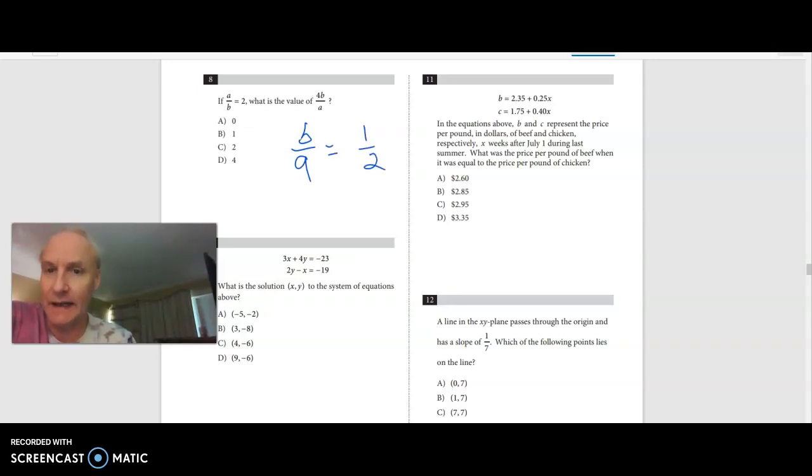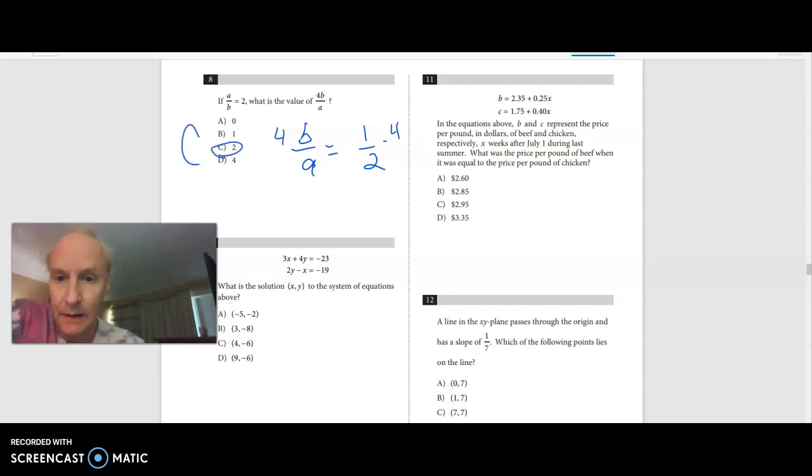Oh, sorry about that, a. That is really ridiculous. Let me fix it for you here. There we go. So now I want 4b over a. Well, guess what I'm going to do? I'm going to multiply both sides by 4. That gives me 2 on that side and 4b over a on that side, which is 2.